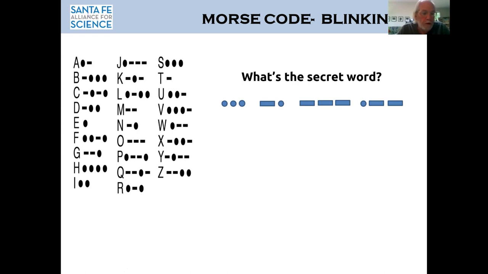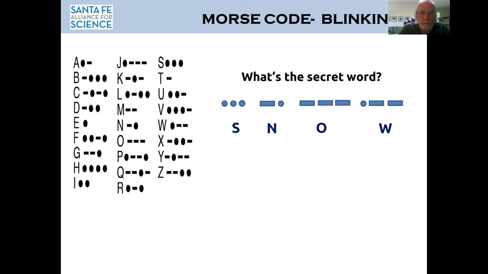Three dots are the letter S. The next letter is N. Three dashes are the letter O. And the final letter is W. So the secret word is snow.